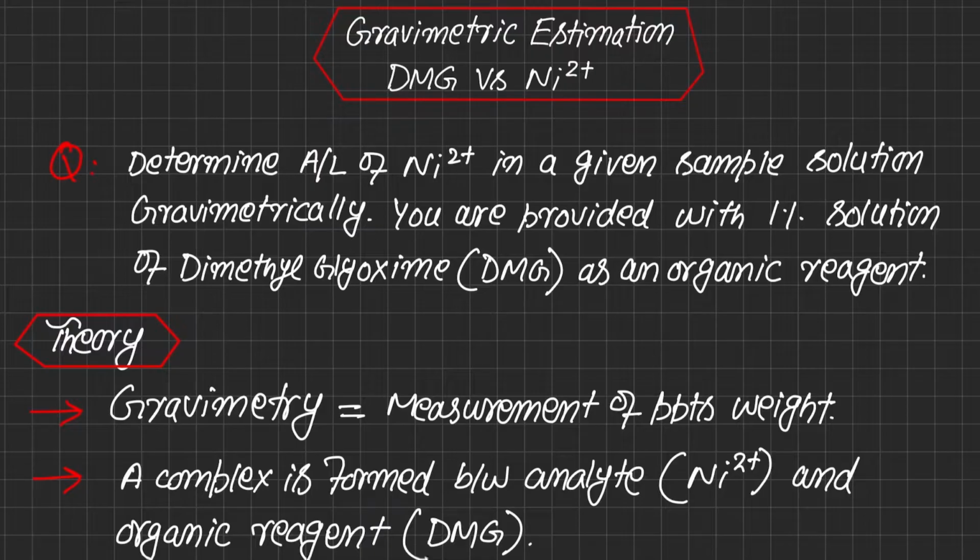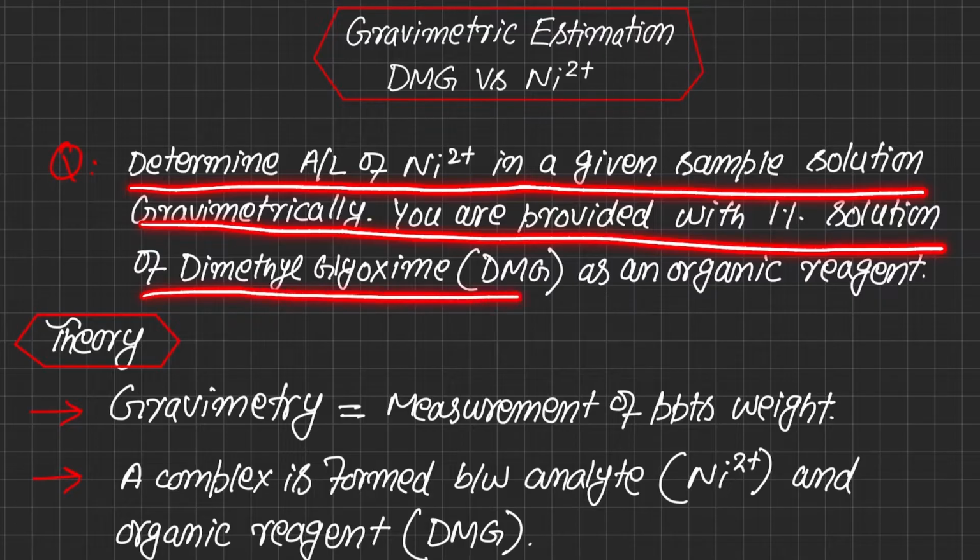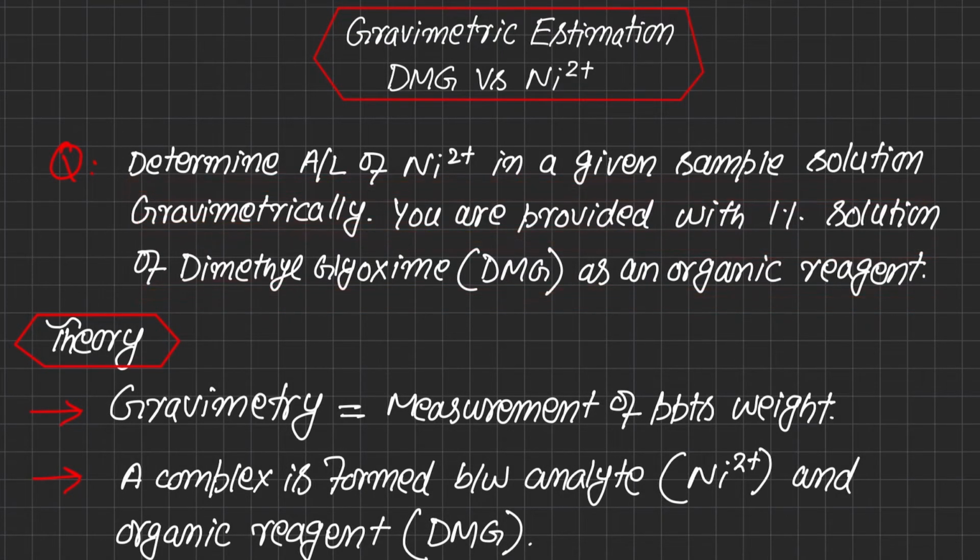So today we will perform gravimetric estimation of nickel by using dimethyl glyoxime or DMG as an organic reagent. The question of this experimental procedure is to determine the amount per liter of nickel plus 2 in a given sample solution gravimetrically. You are provided with 1% solution of dimethyl glyoxime or DMG as an organic reagent.